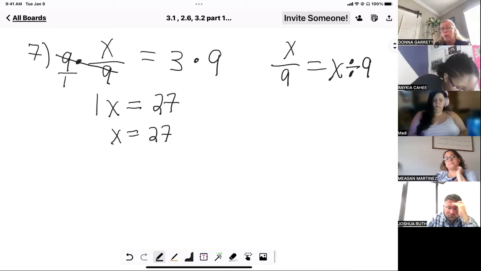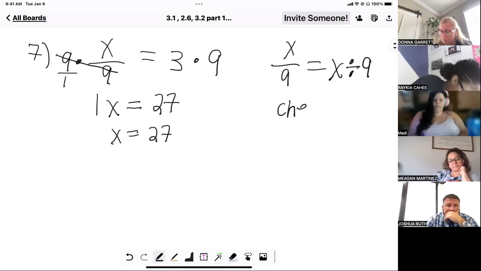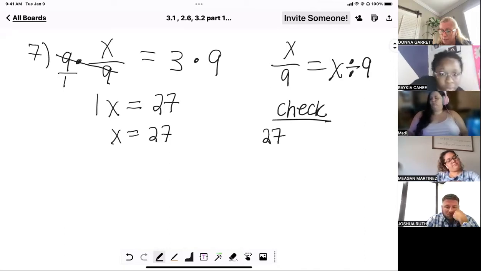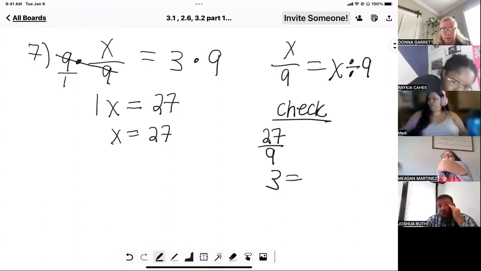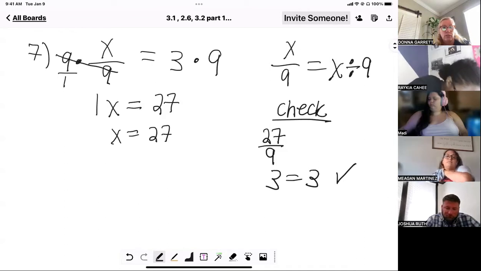So just like before, when we multiplied, we divided to move it to the other side. When we're dividing, we multiply to move it to the other side, the opposite operation. And if I check it, I put 27 in for x divided by 9, and 27 divided by 9 is 3. And what did I want the answer to be? 3. So I know my answer is right.